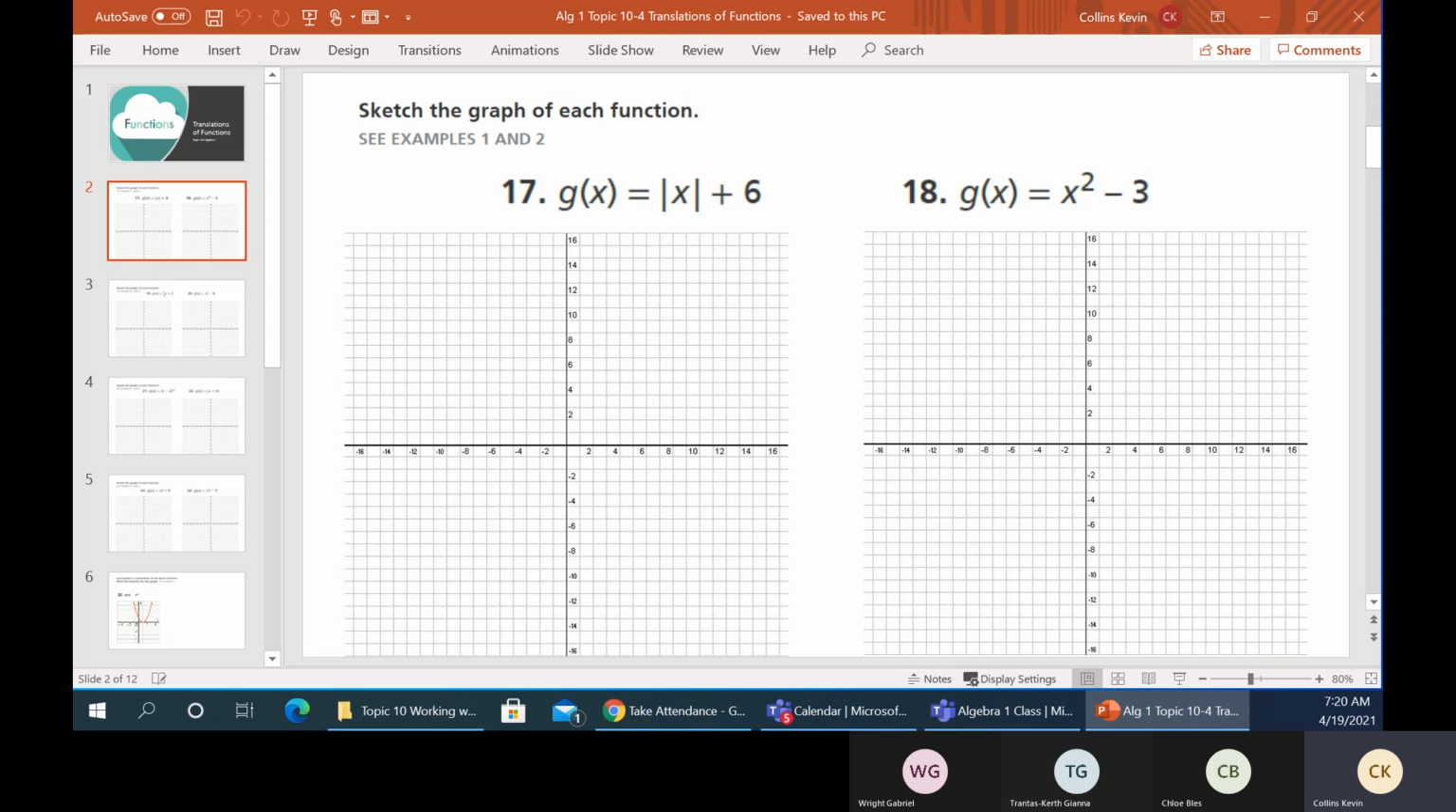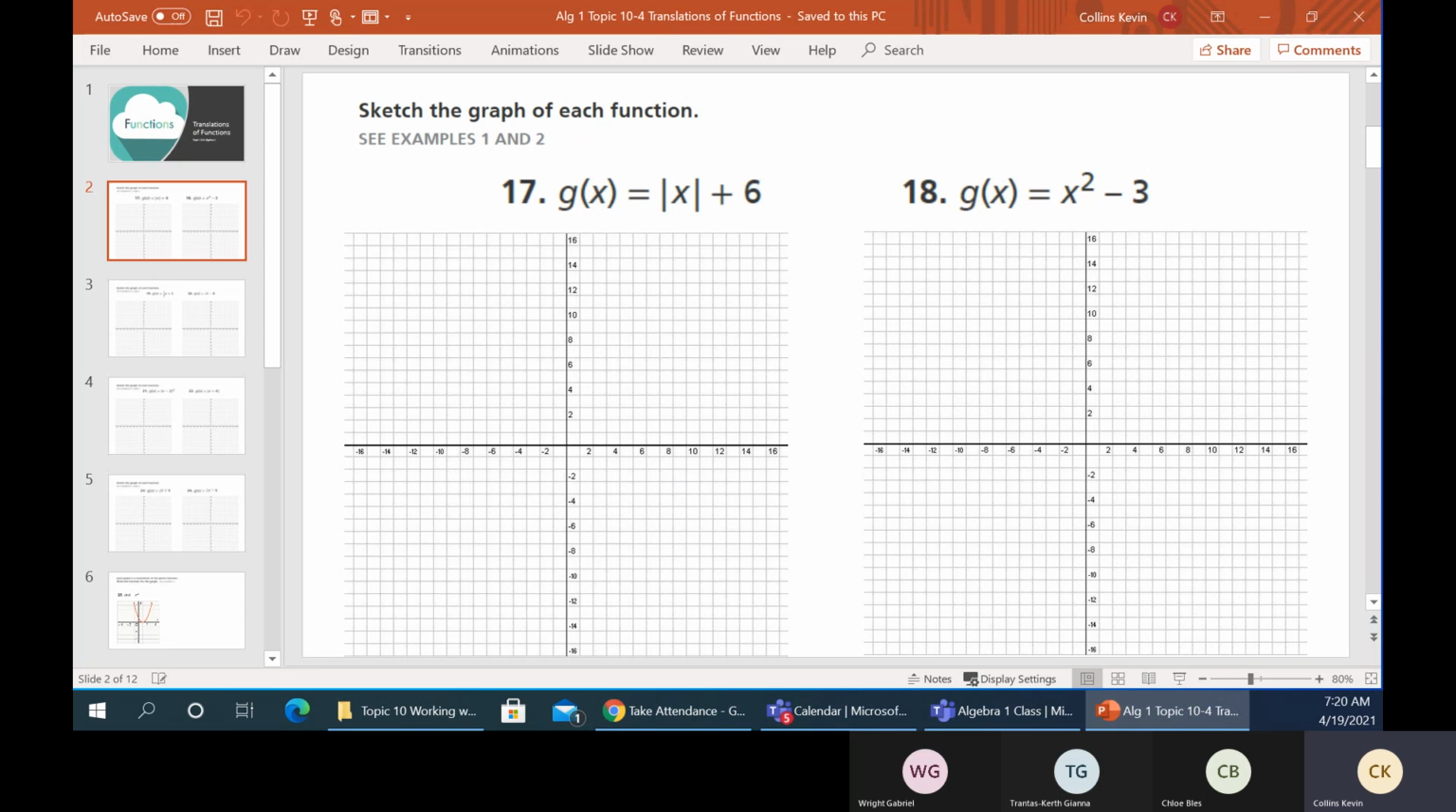Okay, so this says sketch the graph of each function. All right, so here's the thing. Absolute value. I don't know how much we've talked about absolute value, but an absolute value function has a certain shape, okay? So like in number 18 there, we have an x squared. X squared, as we know from doing a whole chapter on quadratics, the shape of the graph is kind of a U shape.